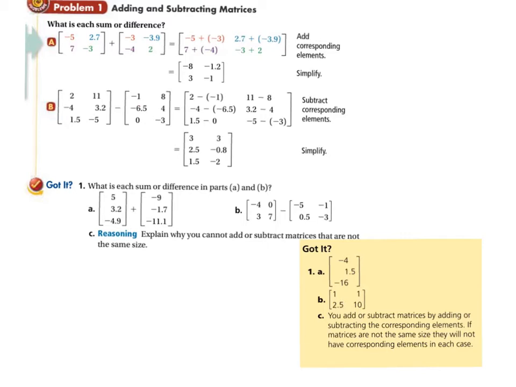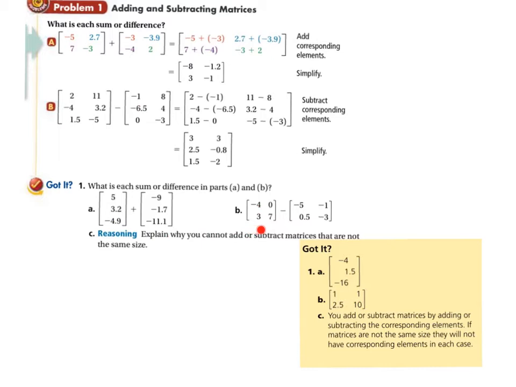So it says, what is the sum or difference of each? And again, these two are straightforward, right? 5 plus negative 9. And 3.2 plus negative 1.7. Negative 4.9 plus negative 11.1. And over here, negative 4 minus negative 5. 3 minus 0.5. And I'll give you a minute to look that over if you want to pause. But here's your answers right here.